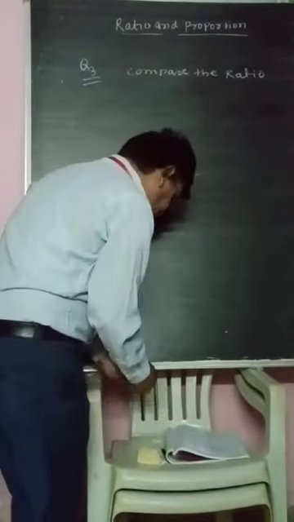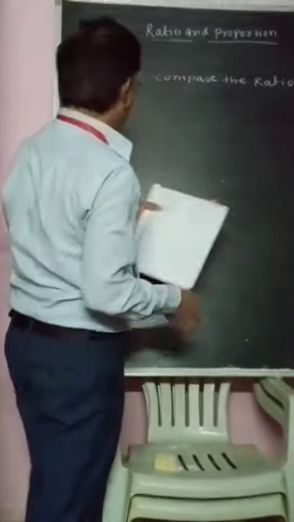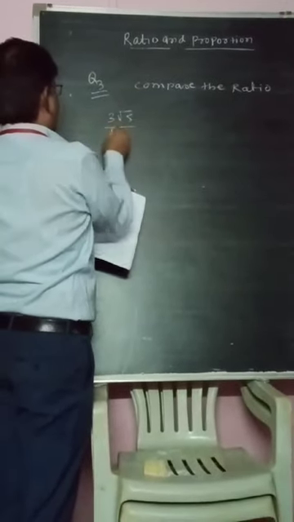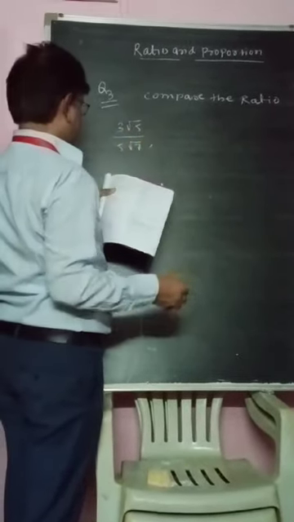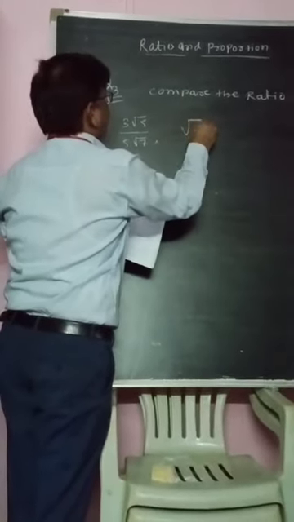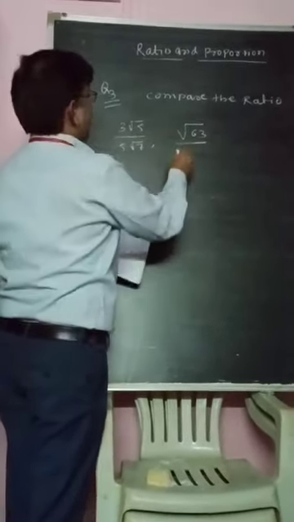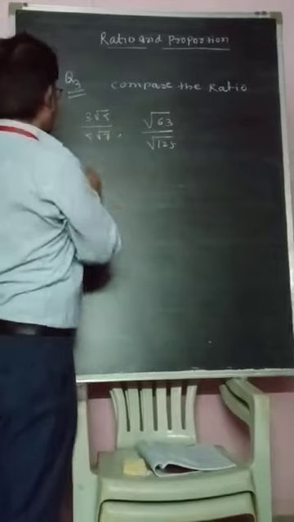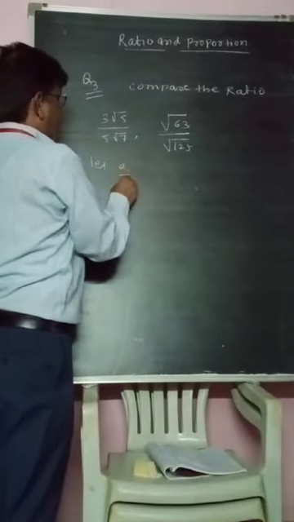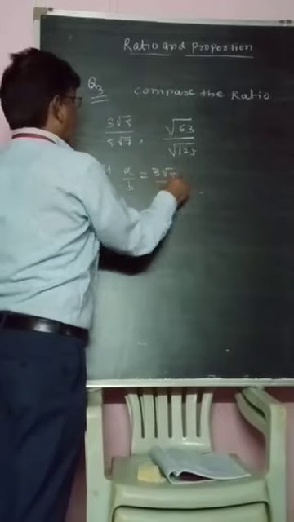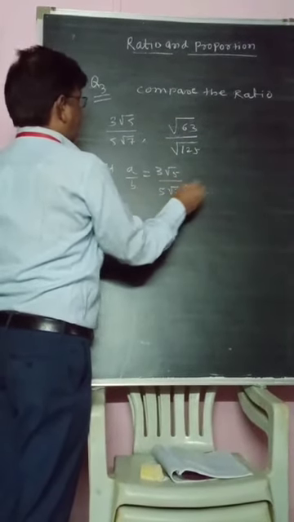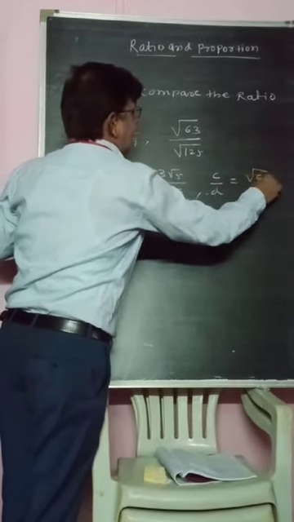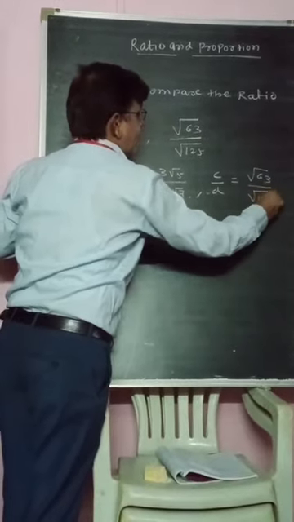In question number 2, it is given that the first ratio is 3 root 5 upon 5 root 7, and the second ratio is root 63 upon root 125. Now let a by b be 3 root 5 upon 5 root 7, and c by d be root 63 upon root 125.